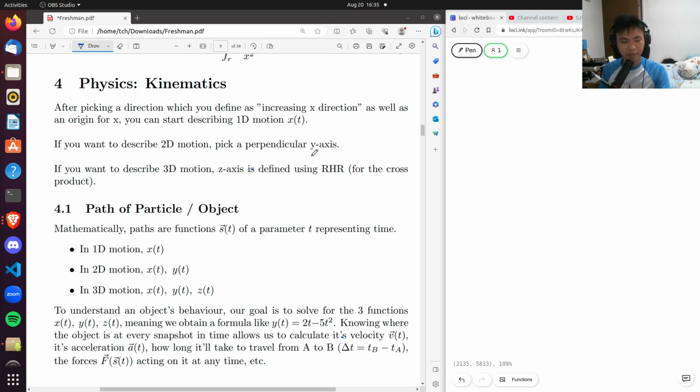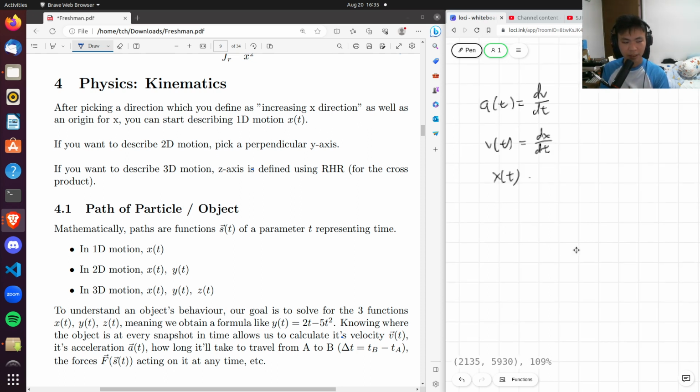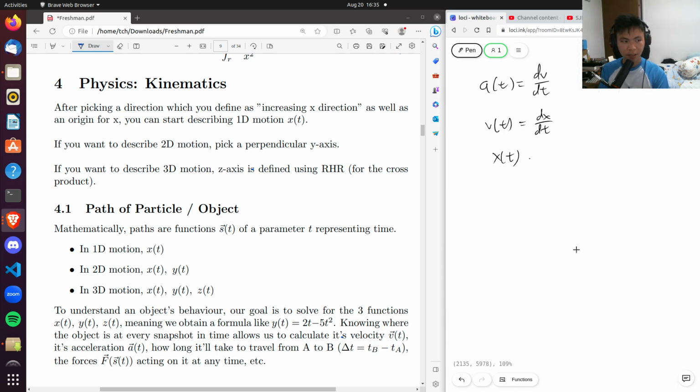Okay, so now that we've talked about calculus, we are ready to talk about kinematics, and we see that actually kinematics is easy when you know calculus, because by definition, acceleration is the derivative of velocity, and velocity is by definition the derivative of position, and position is a function of time. So before we talk about the equations of motion, it is first worth defining a direction.